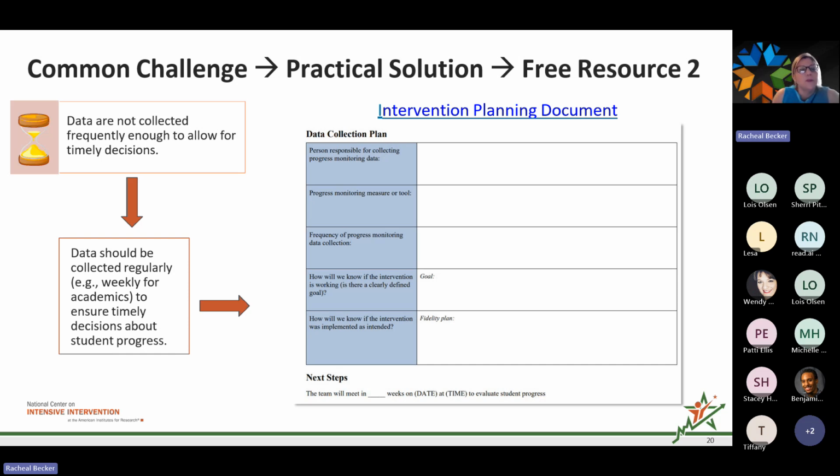This is one of my favorite tools of NCII's because it really just walks teams through each component of the intervention process, and it just helps you to make sure that you're addressing all of the things that you need to make sure you can do the intervention with fidelity.